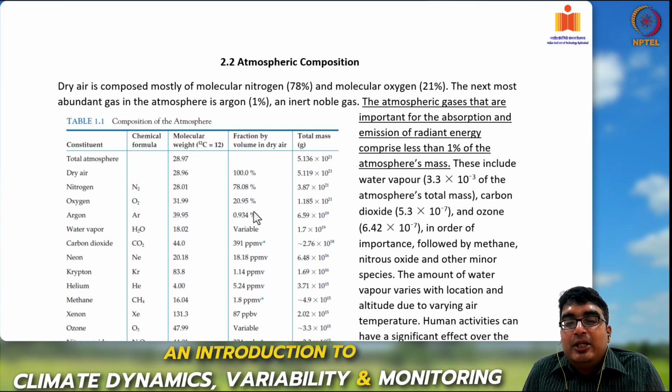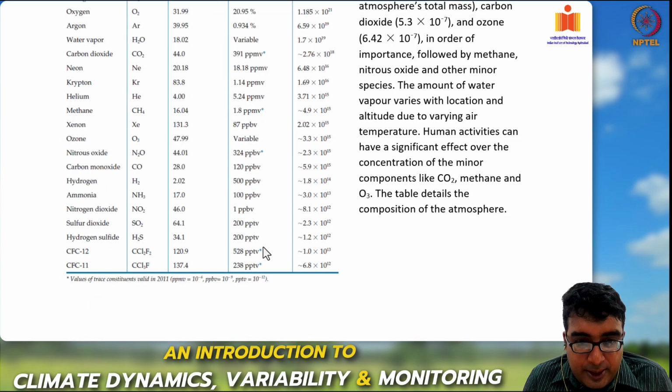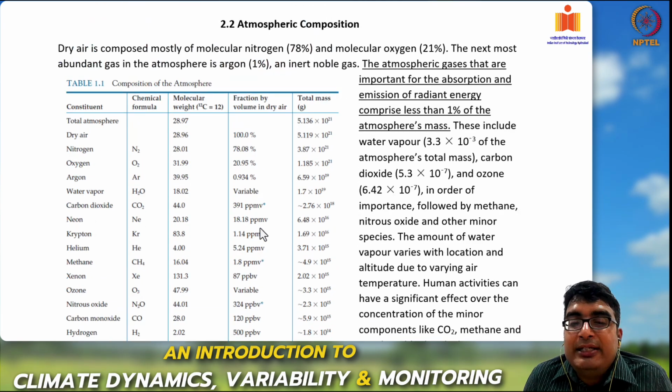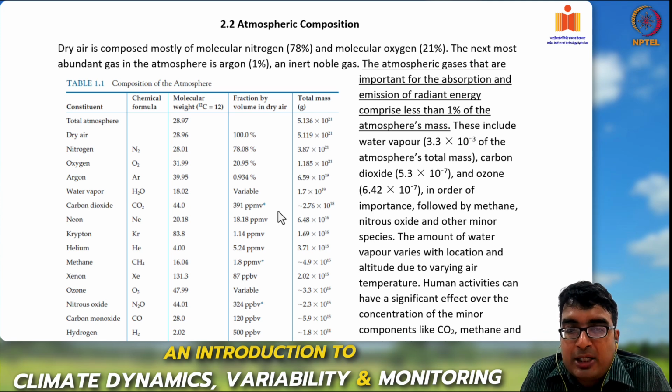After this, we get into carbon dioxide, which is the most significant greenhouse gas in our atmosphere. The amount of carbon dioxide is around 391 parts per million in volume percentage. This value is valid in 2011. We will see that this has gone up over 400 parts per million by 2020.